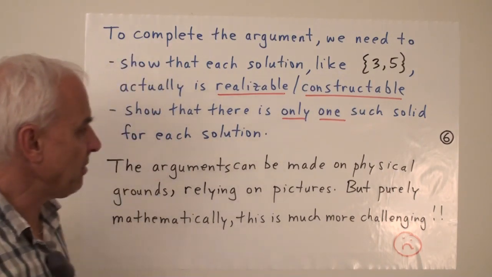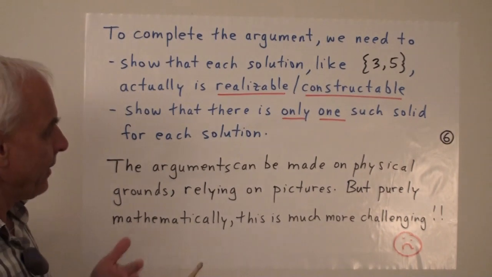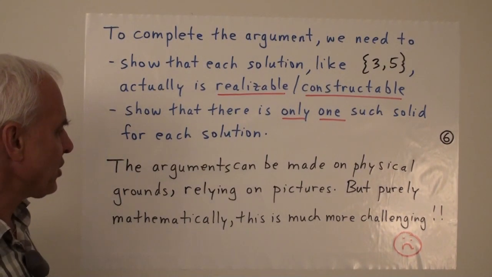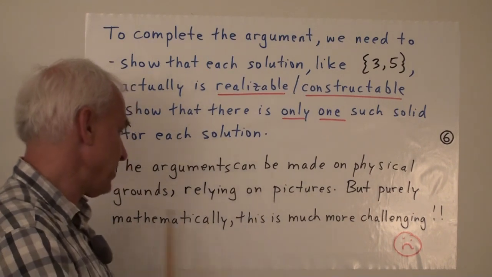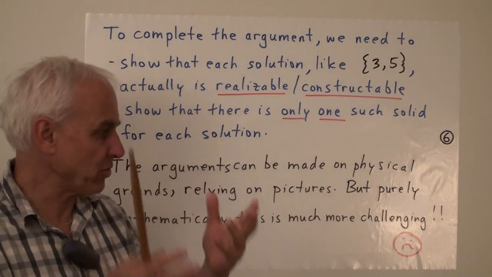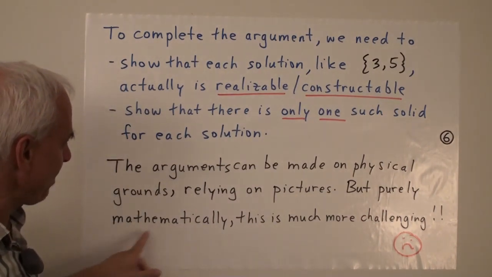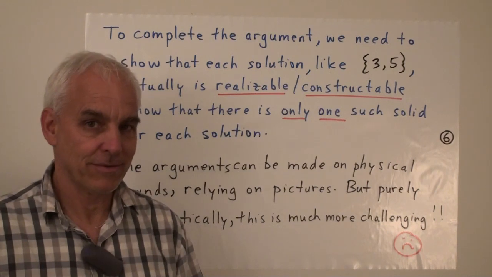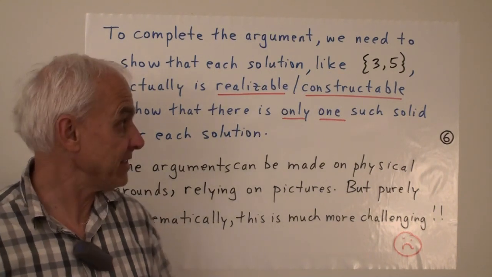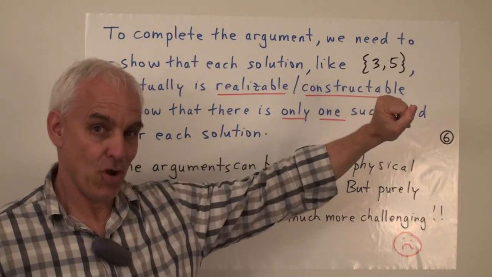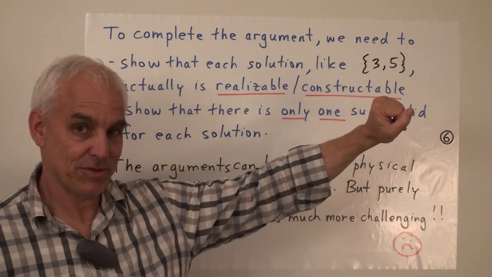There's an argument to be made here which is, well, it's a little bit subtle. These arguments can be made on physical grounds, relying a lot on pictures and our geometrical intuition. But purely mathematically, this is much more challenging. And in fact, there are very serious logical problems with some of these polytopes.